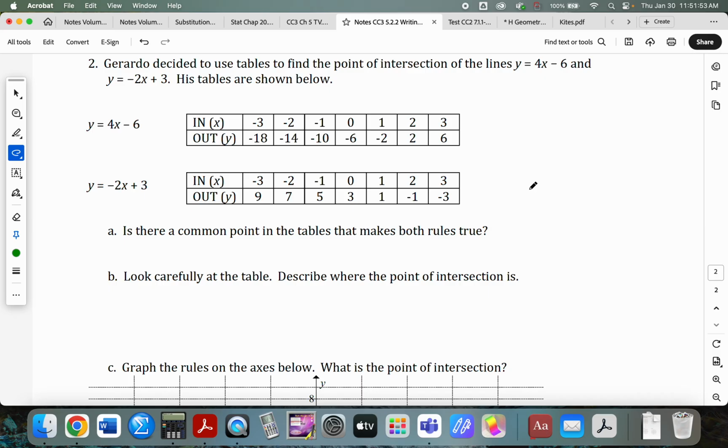All right, so Gerardo decided to use tables to find the point of intersection of the lines y equals 4x minus 6 and y equals negative 2x plus 3. His tables are shown below. So everybody take a look at the tables for a moment. Is there a common point in the tables that make both the rules true?